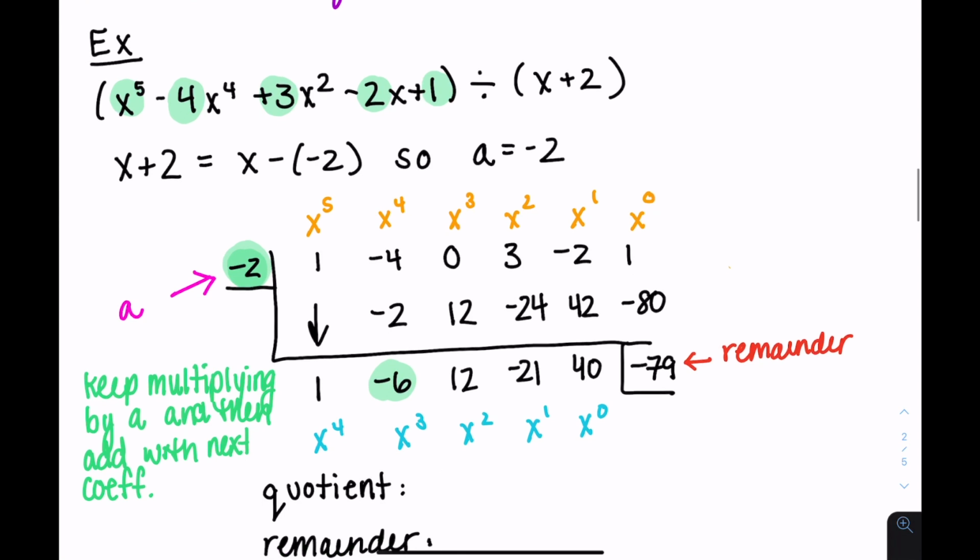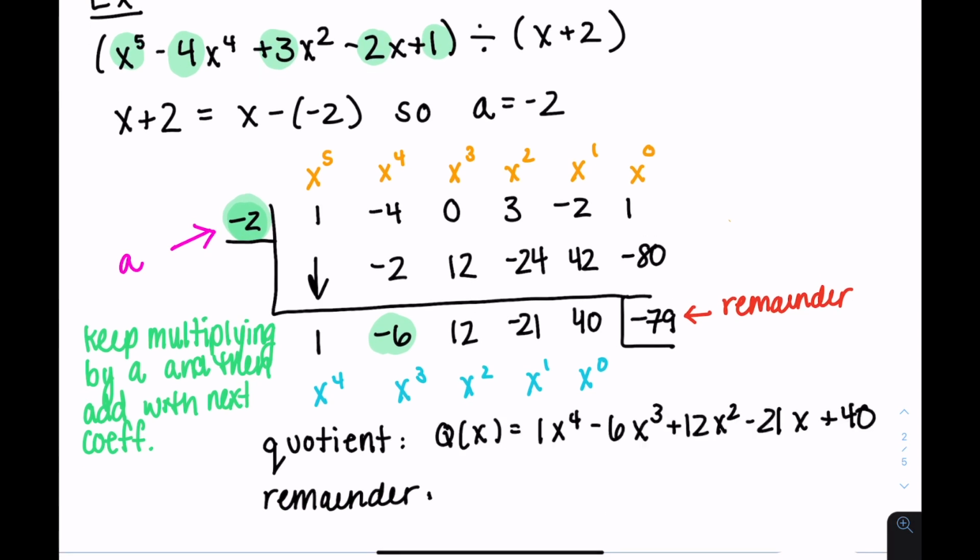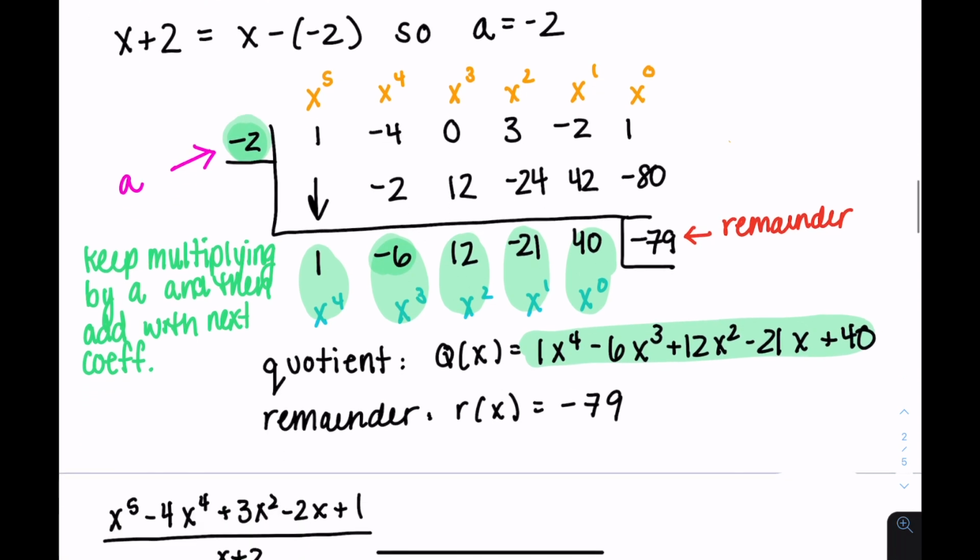So now we can go ahead and pick off our pieces. Our quotient we'll call q of x. We have 1x to the 4th, negative 6x cubed, 12x squared, negative 21x, and then our constant term is 40. So this is going to be our quotient. And the nice thing is our remainder, which will be r of x, is always going to be just a constant number. And this will work anytime you're able to use synthetic division. So here our remainder term is negative 79.